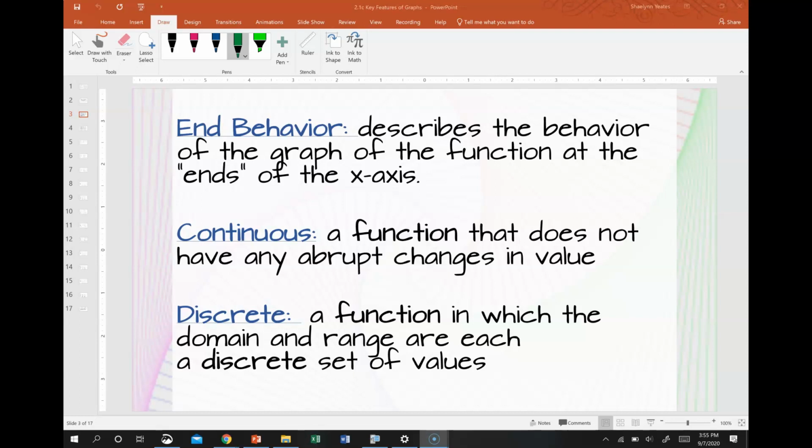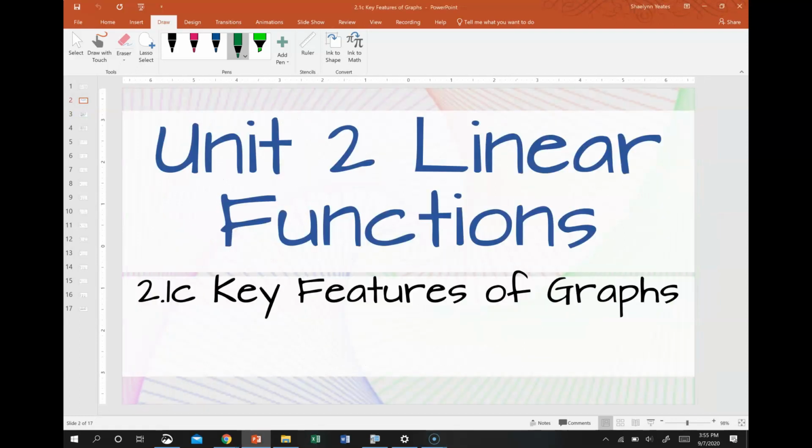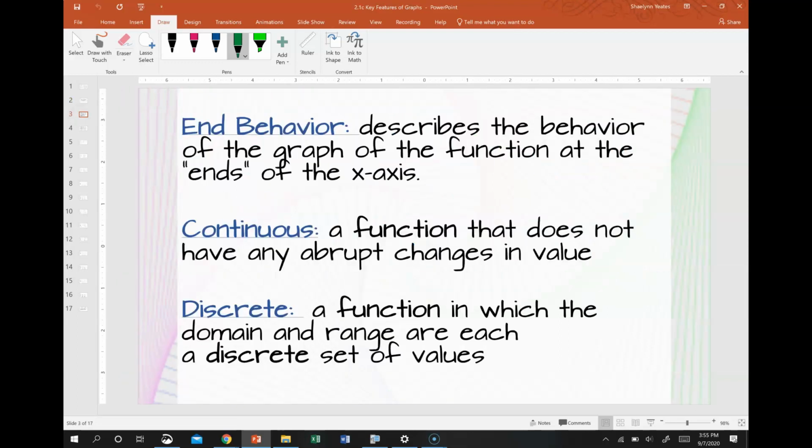All right. So today we're talking about key features, which includes a bunch of things like end behavior and continuity and if it's discrete or not. So we're going to be talking about these things.